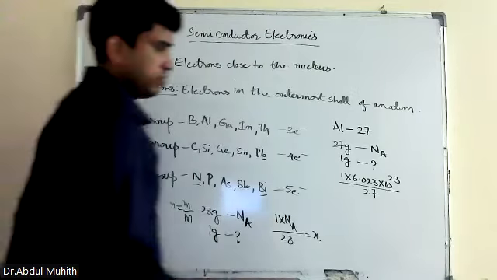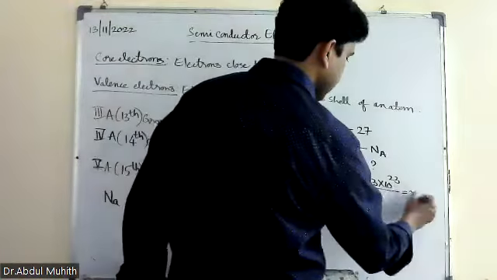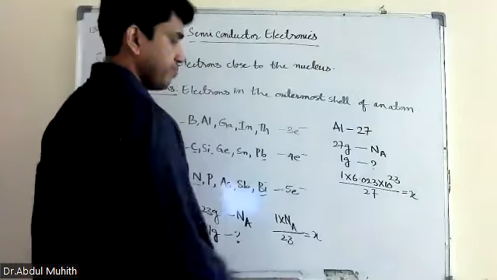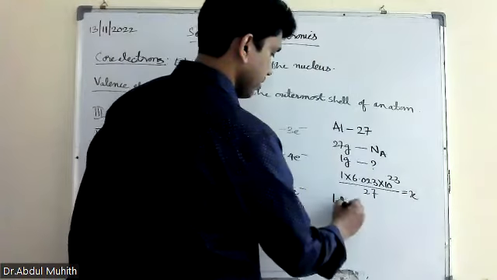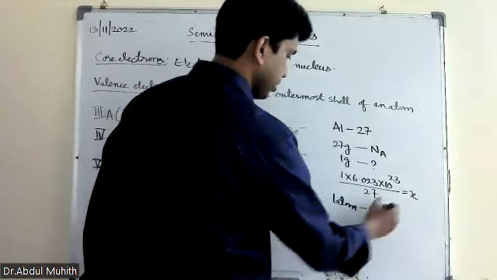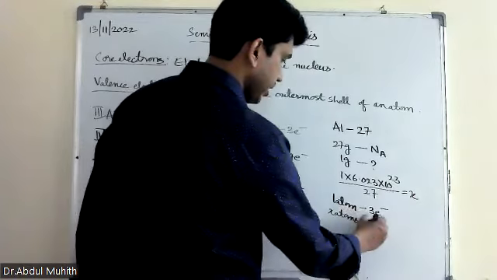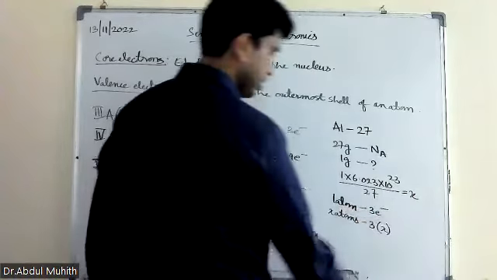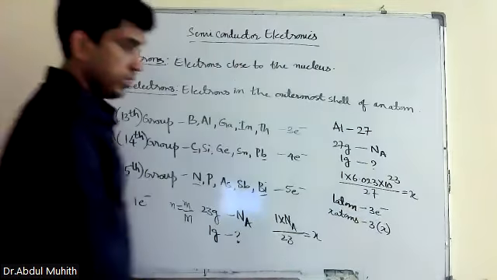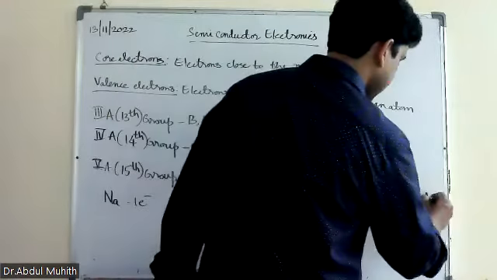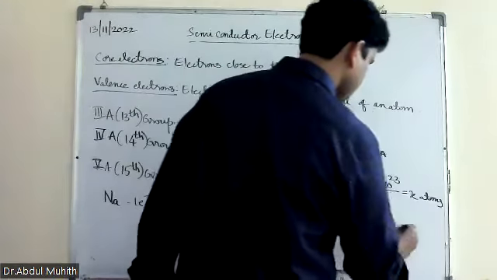Let me just write some value as x. So for one atom, how many electrons are there? There are 3 electrons. For x number of atoms, there will be how much? 3 into x number of electrons. Is it not? Is that clear? For x atoms, there will be this many electrons now.